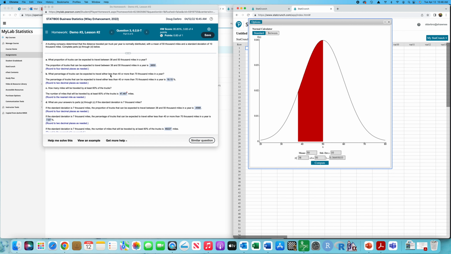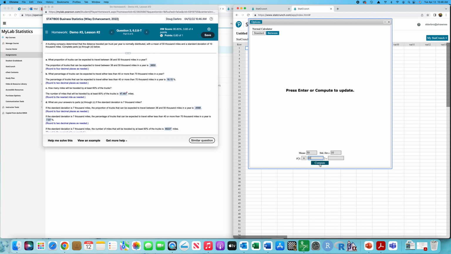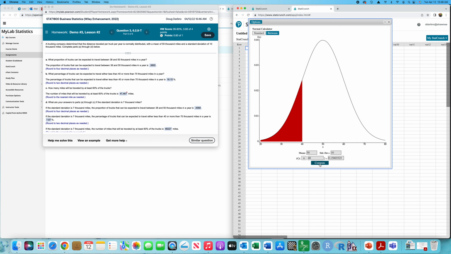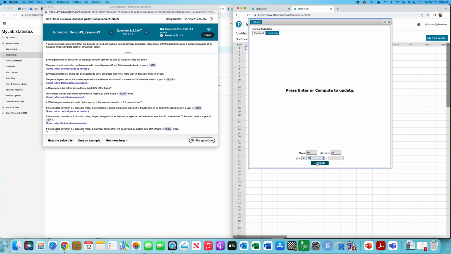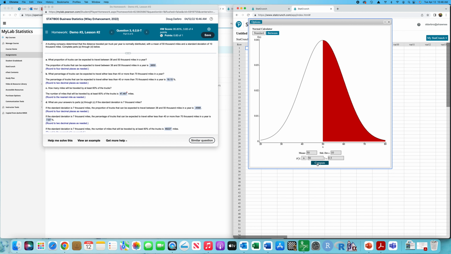What percentage of trucks can be expected to travel less than 40 or more than 70? I need to go back to the standard and calculate less than 40. So I'm going to take 0.1587 and add it to the population of greater than 50. So I add those two answers together.